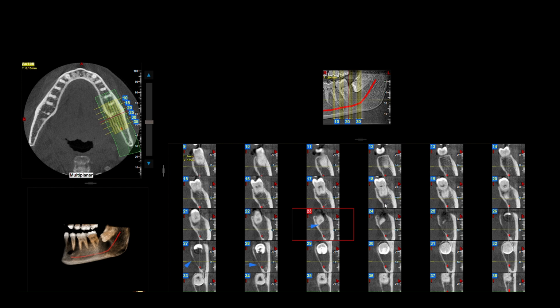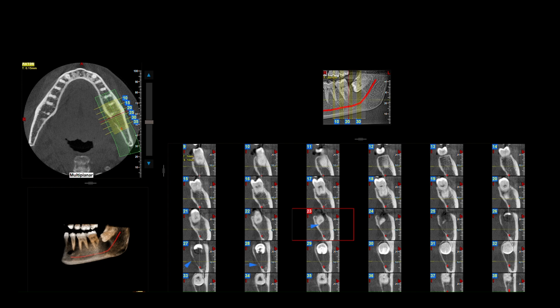Superiorly, it is seen extending from the alveolar crest, and inferiorly it is seen involving the superior cortex of the inferior alveolar nerve canal. Note that the lesion is seen encircling the crown of the impacted 38. We also see some significant cortical changes, that is thinning of the lingual cortex.